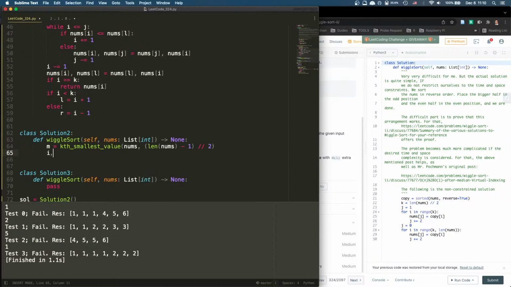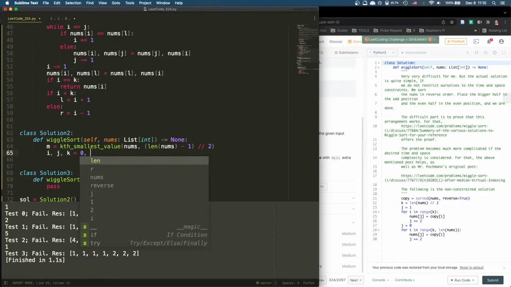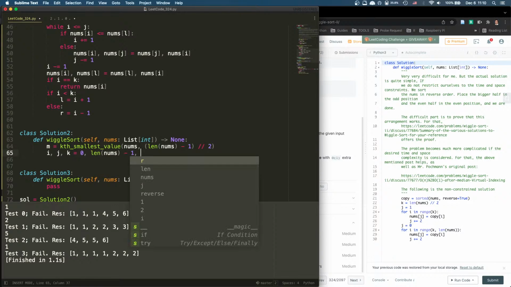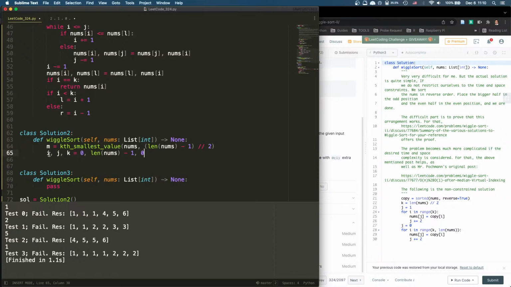So we're going to have an i, j, and a k. All right, so i is going to go to the left. j is going to be on the right, so len nums minus 1. k, so what is k? k is the current position. So k is the current position. So j will point into the most right position that have not been. Let me put it another way.